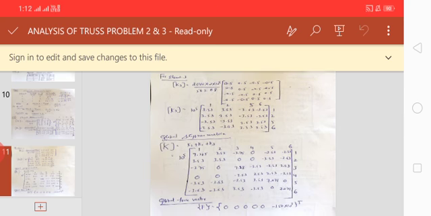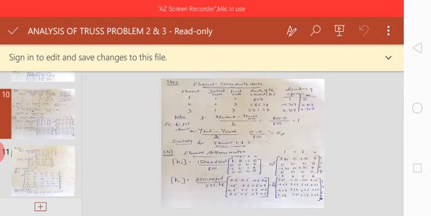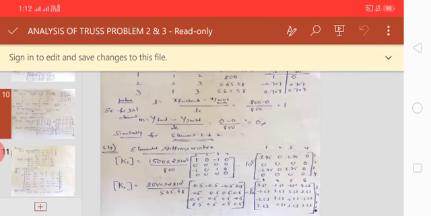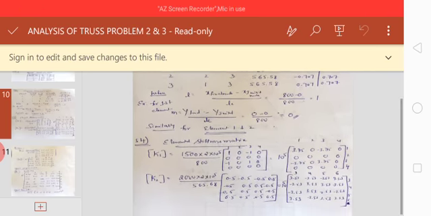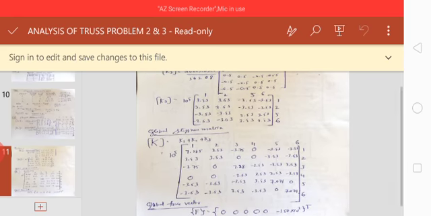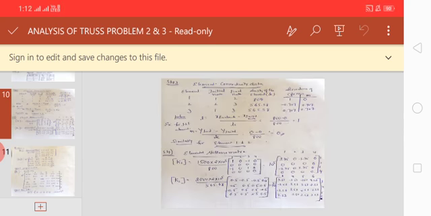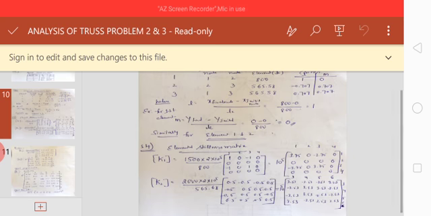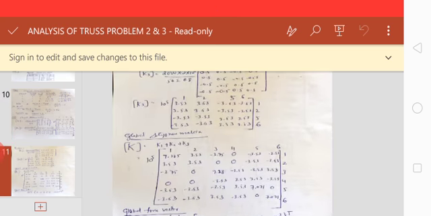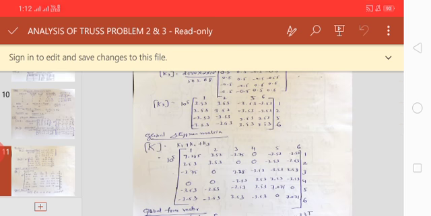Again you go for 3 cross 2. Search for 3 cross 2. 3 cross 2 is available in the K1 matrix, and the value will be 0. That's what I have written. 3 cross 2 will be 0. Next 4 cross 2 will also be 0. Next you search for 5 cross 2. There is no 5 cross 2 in the K1 or K2 matrix; it is available in the K3 matrix. 5 cross 2 is minus 3.53. Again you go for 6 cross 2, again available only in the K3 matrix. That's what I have written, minus 3.53.